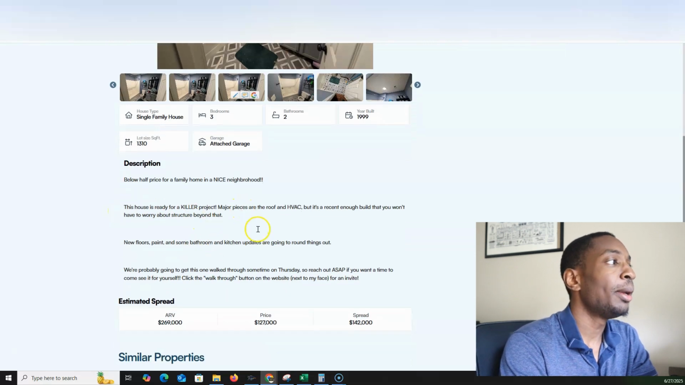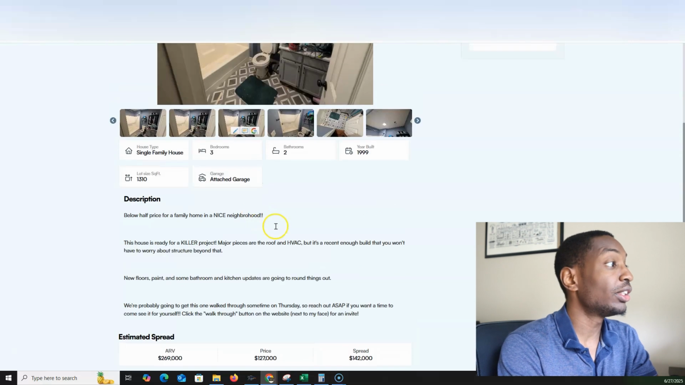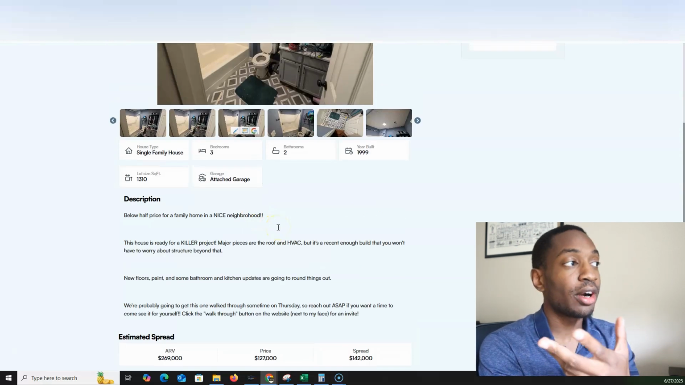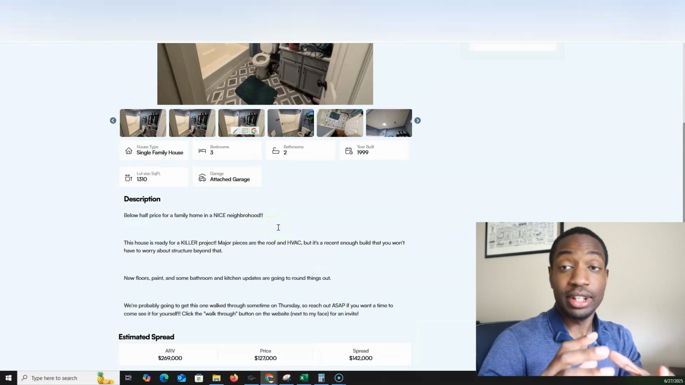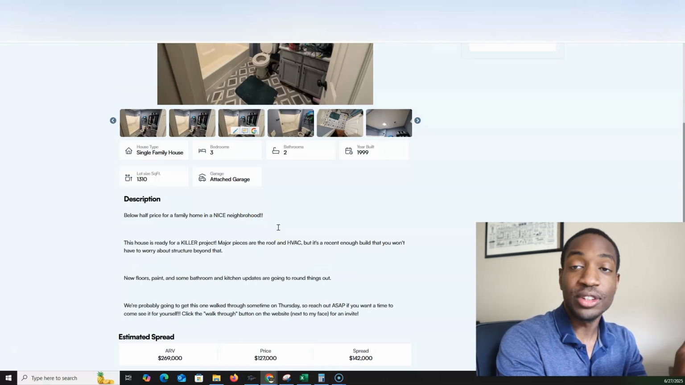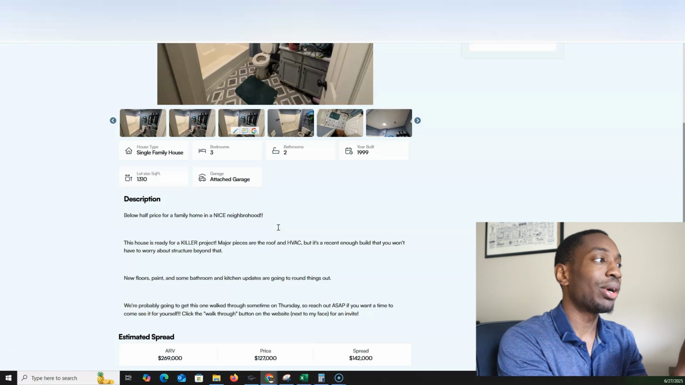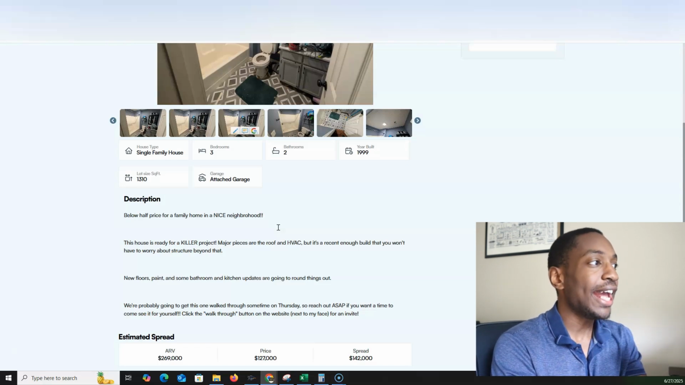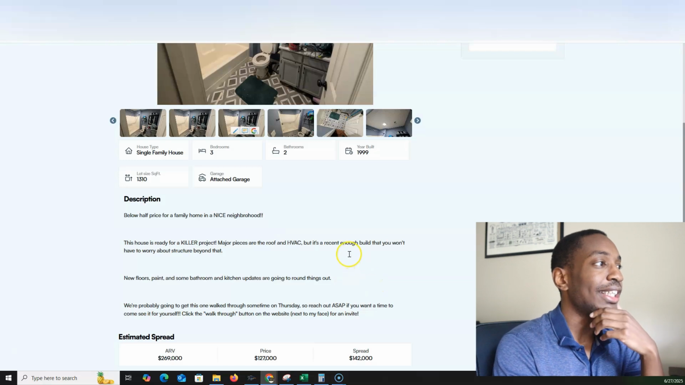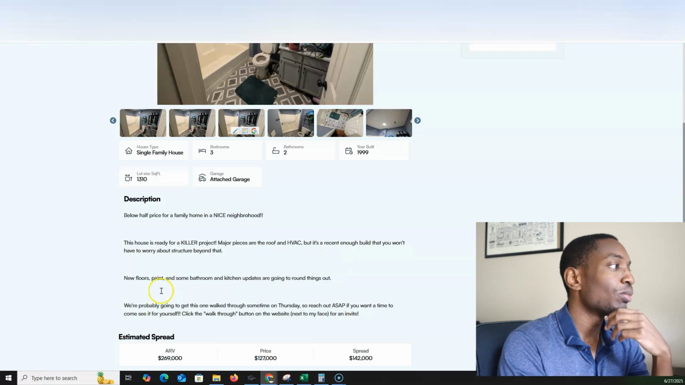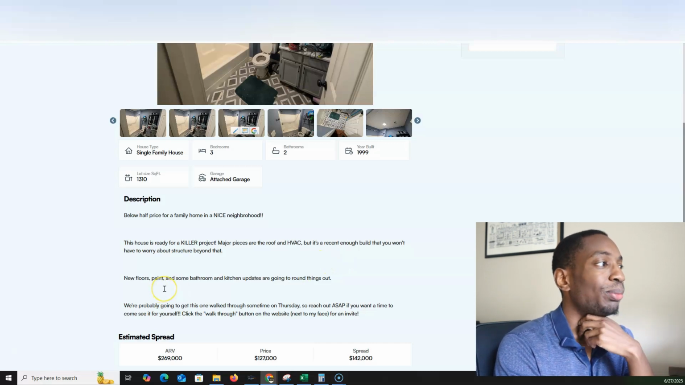It's a killer project. Major pieces are the roof and HVAC. So the bones of the property do need some repair. The roof is definitely a bone of the property that needs repair. The HVAC, but it's a recent enough build that you won't have to worry about structure beyond that. Okay. New floors, paint, and some bathroom and kitchen updates are going to round things out.